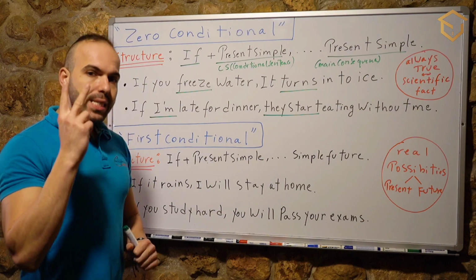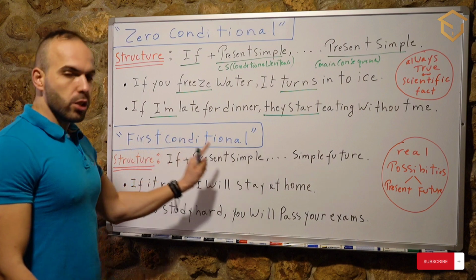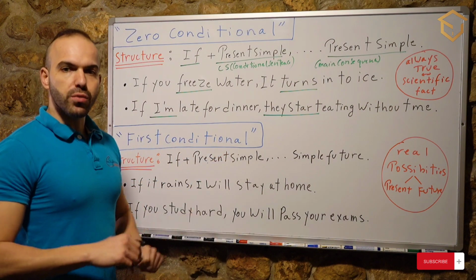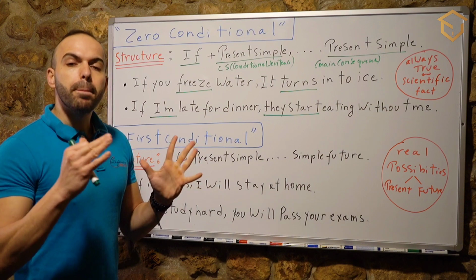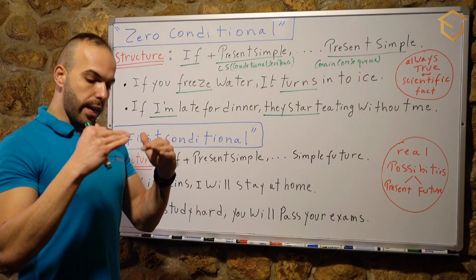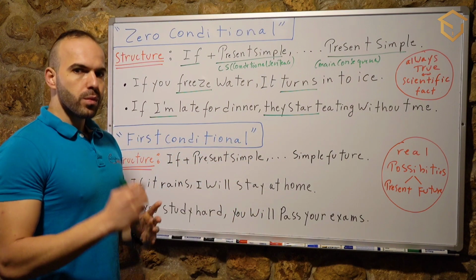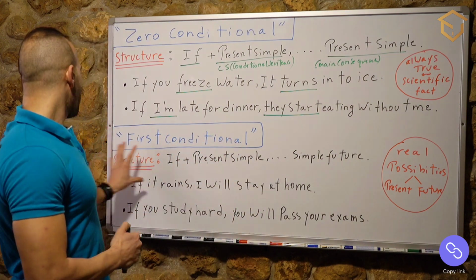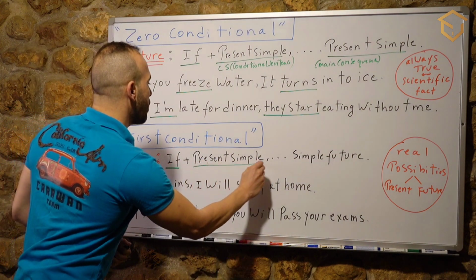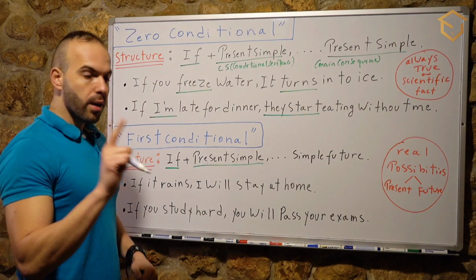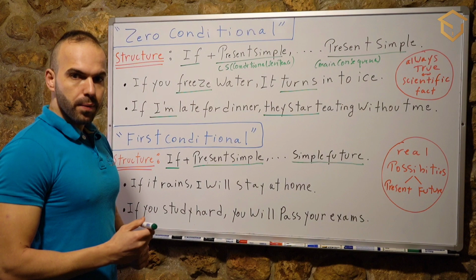Moving now to the second type of conditionals, and that's what we call first conditional. How do we use first conditionals? We use first conditionals to talk about real possibilities in the present or in the future. Let's see the structure. So we use the conjunction if. The conditional sentence will be in the present simple. However, the main consequence will be in simple future.